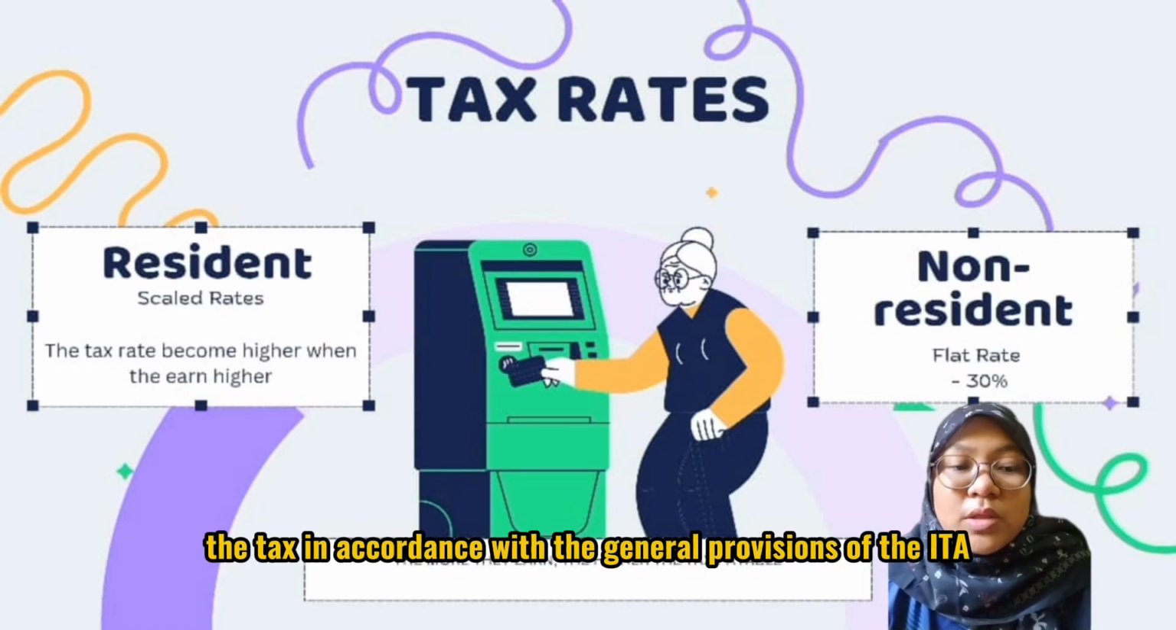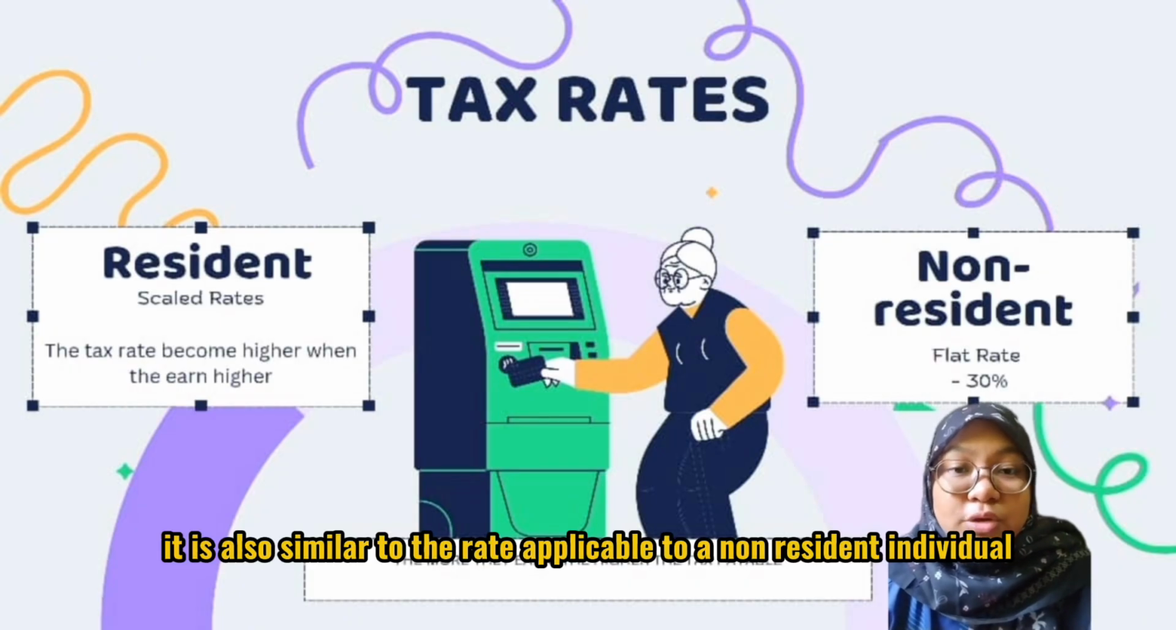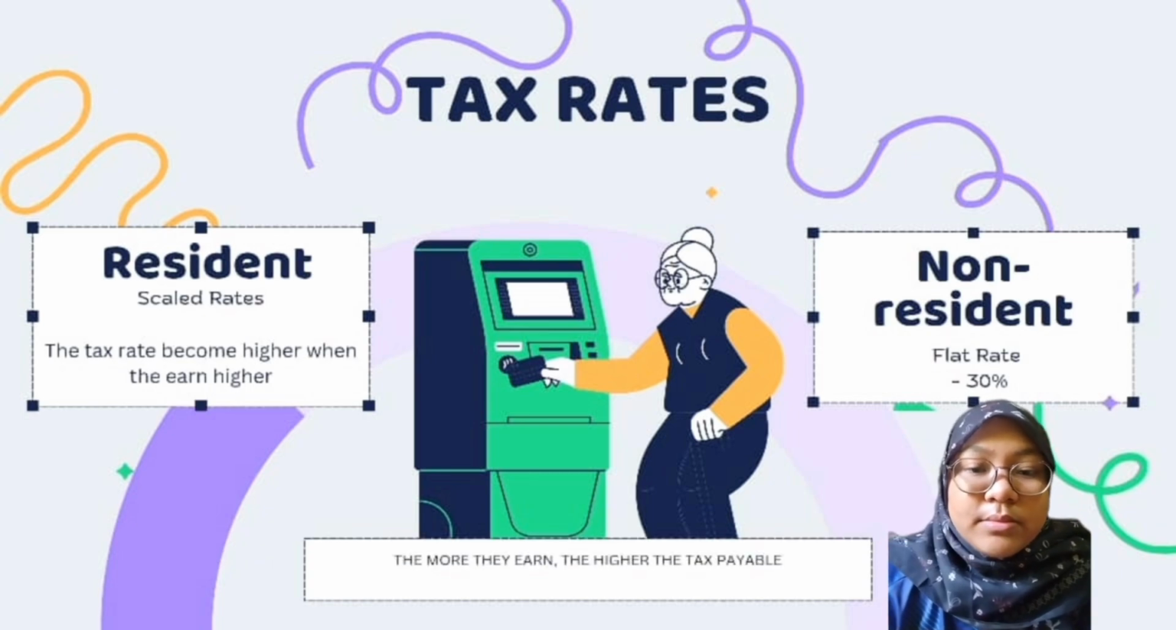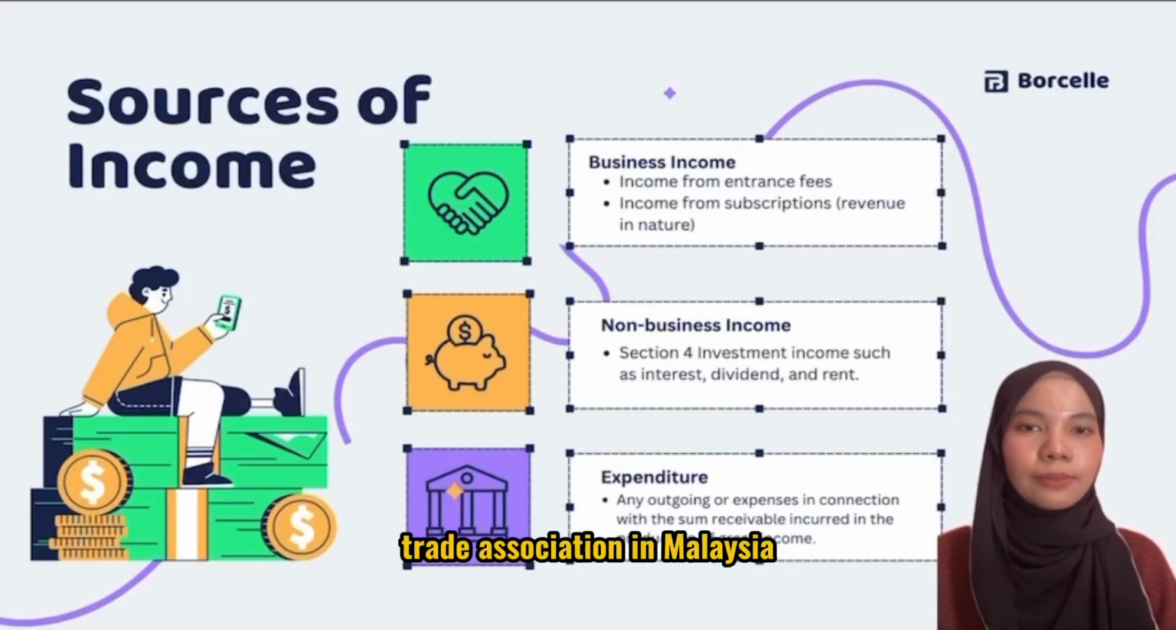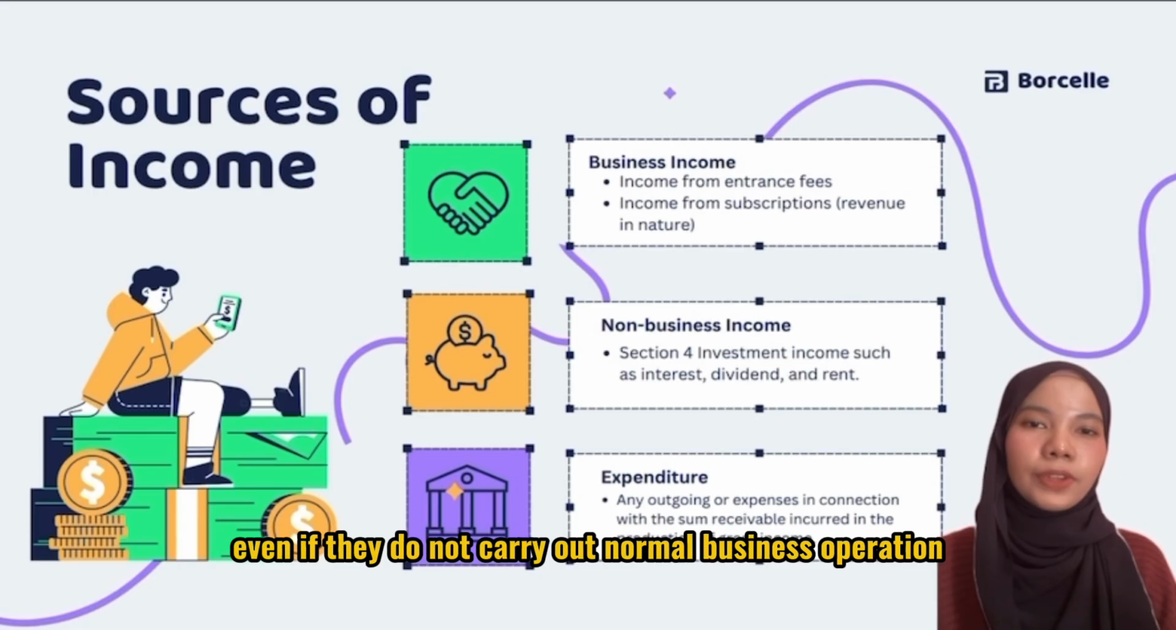The tax is in accordance with the general provisions of the ITA applicable to a non-resident. It is also similar to the rate applicable to a non-resident individual. Trade associations in Malaysia are treated as business sources if they receive revenue like income, even if they do not carry out normal business operations.